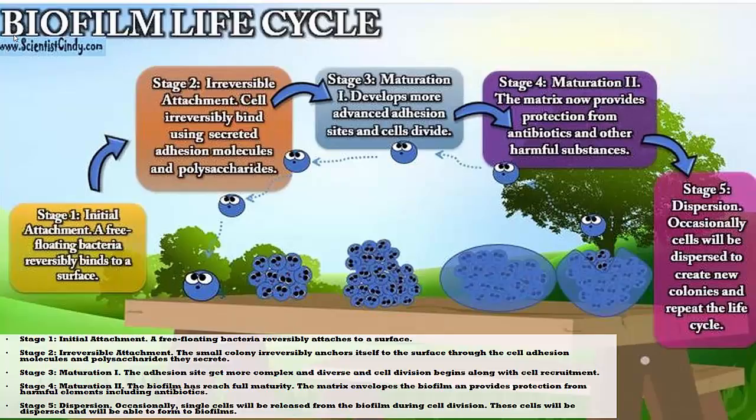Stage 5 is dispersion. Occasionally, single cells will be released from the biofilm during cell division. These cells will be dispersed and will be able to travel to form a new biofilm.